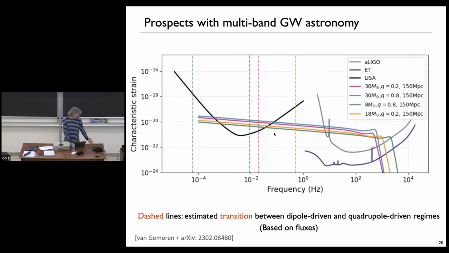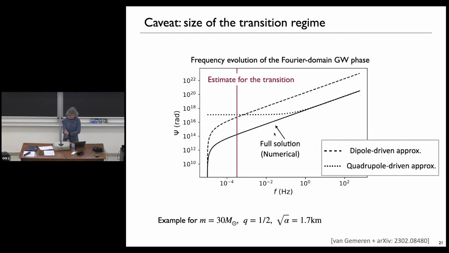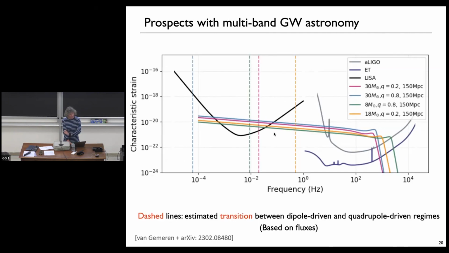But still, it gives some idea of what could happen, and what also to be careful about if you see one of these multi-band sources. You have to know that there could be different parameter dependencies in the early and late inspiral, which can benefit you, of course, to disentangle degeneracies, but also if you don't know that, you might not identify the two as one source or something like this.